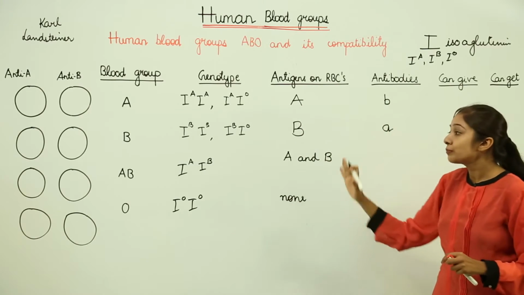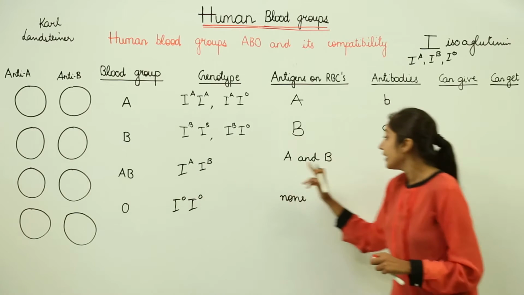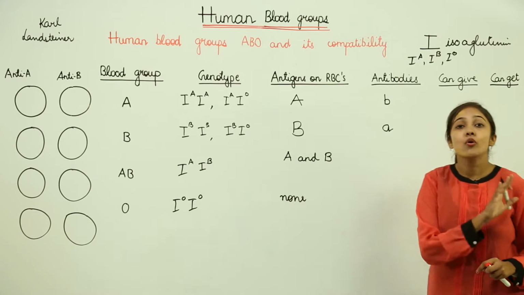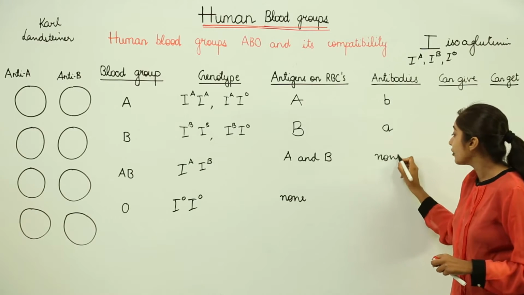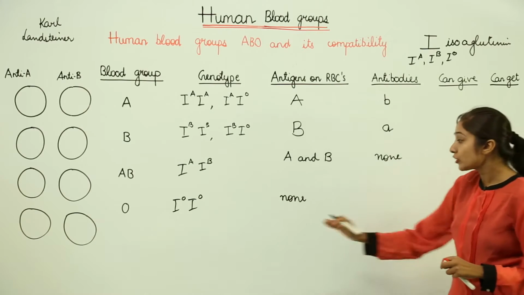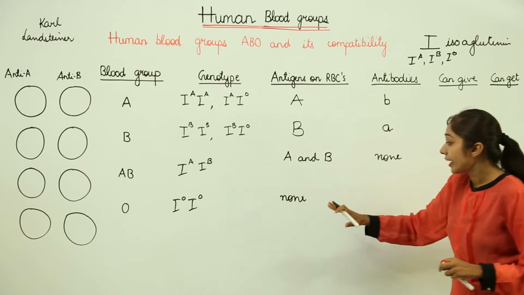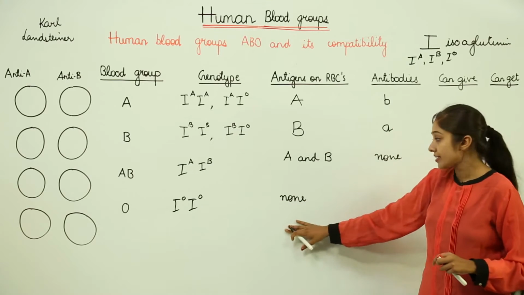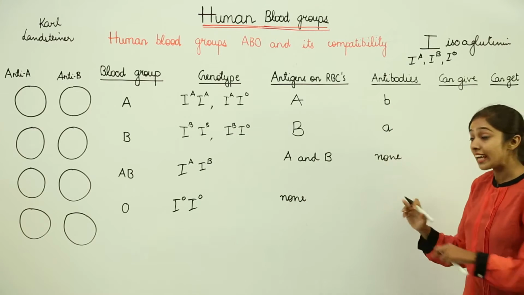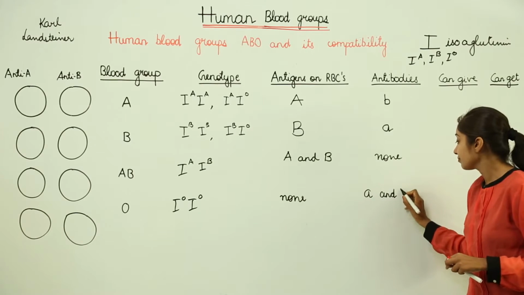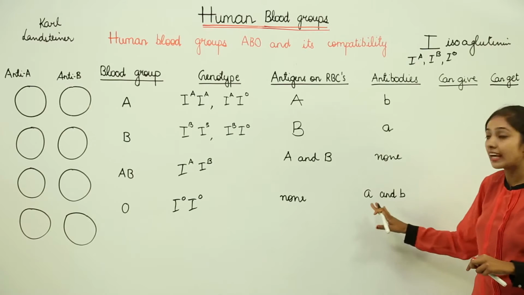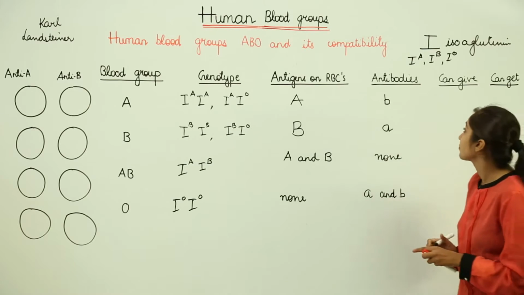Then if we talk about the blood group AB, in this case there will be no antibodies. So antibodies here are none. But in case of blood group O, we don't have any antigens, but definitely we have antibodies, that is both A and B, right? We have antibodies, that is A and B.